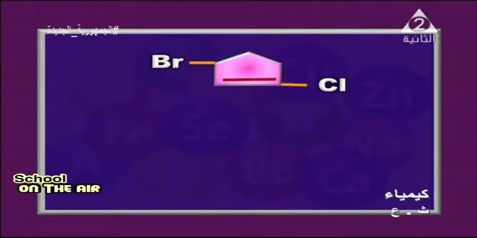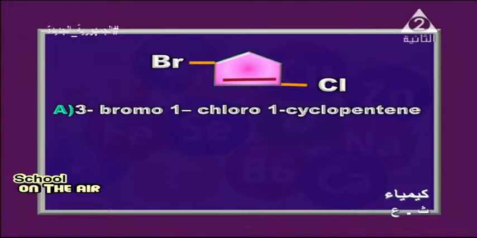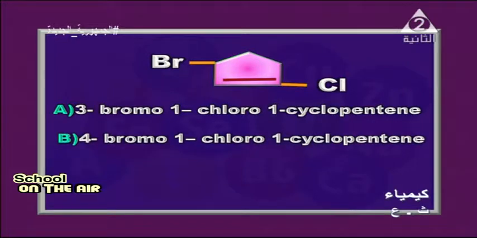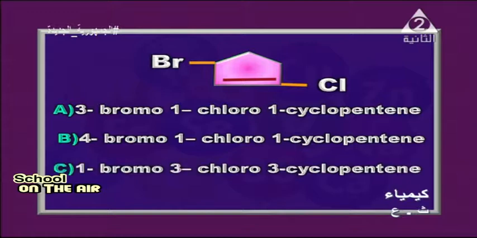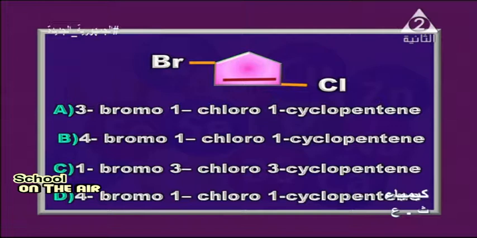Also, this cyclic compound, is its name 3-bromo-1-chlorocyclopentane, 4-bromo-1-chlorocyclopentane, 1-bromo-3-chlorocyclopentane, or 4-bromo-1-chloro-1-cyclopentene? Here, we have an unsaturation, so we number from the unsaturated carbon, which gives the lowest position to the unsaturation and then to the substituents. So the correct name will be 3-bromo-1-chloro-1-cyclopentene.